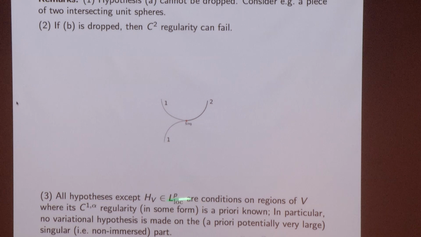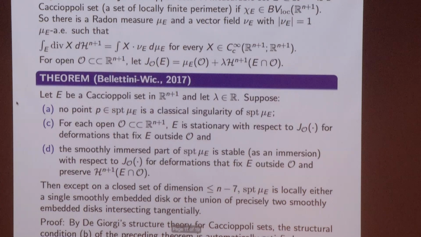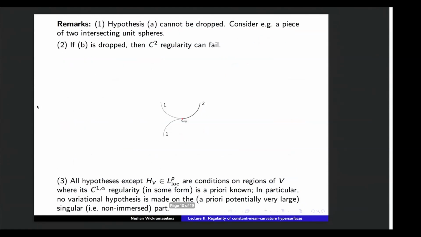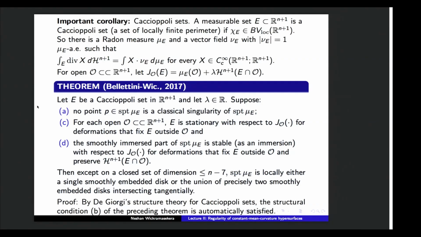So again, this is just emphasizing what I said before. All the assumptions, except for the fact that the mean curvature is L^p, are on the regular part. The L^p condition is the one that goes across the singular set. That's the one that connects everything and gives you the monotonicity formula. If you think about the proof techniques, you're allowed to assume at least some C1,alpha regularity.